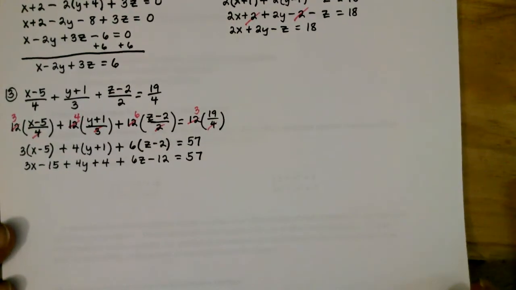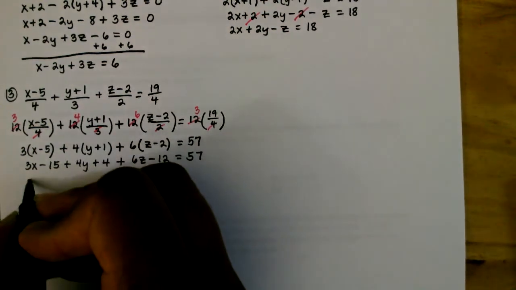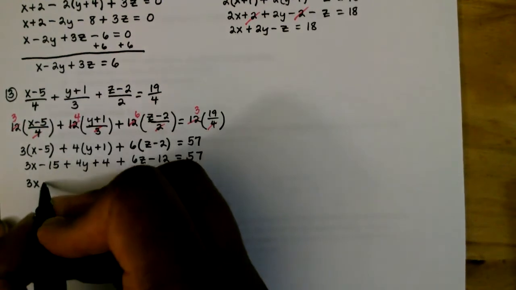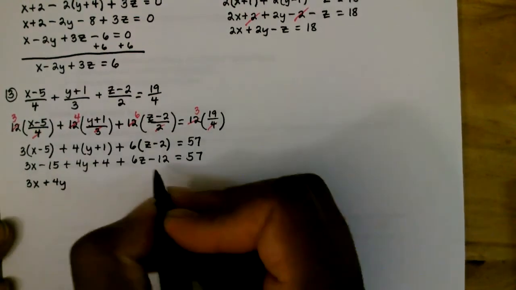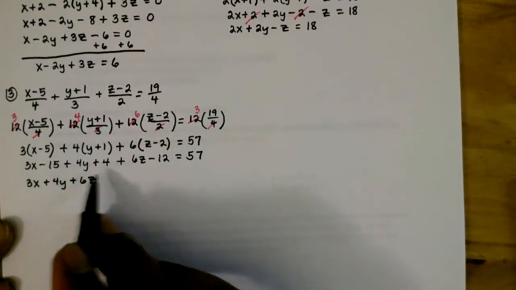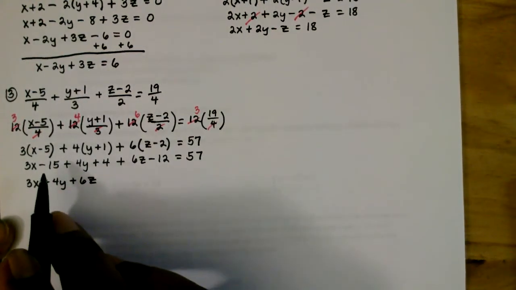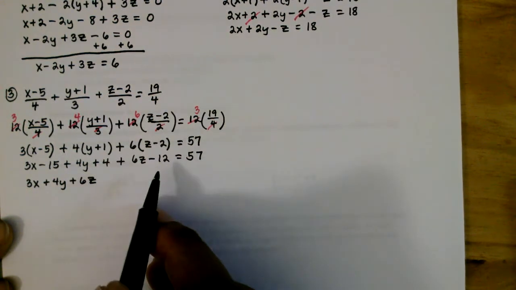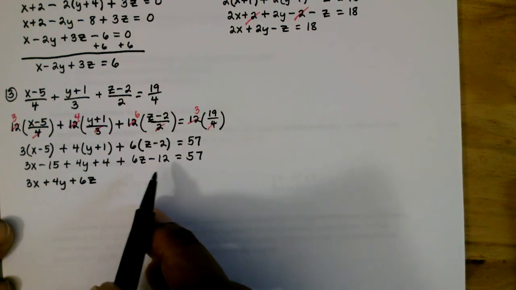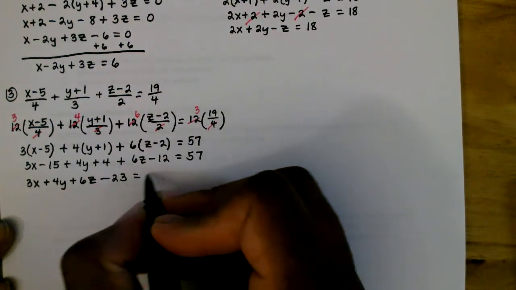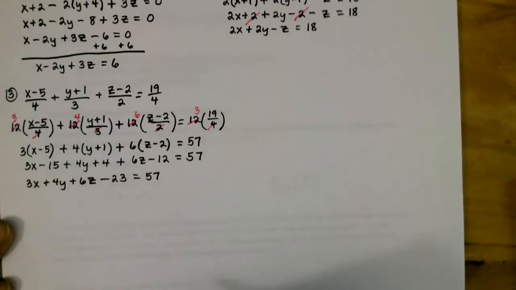All right, and now we're going to go ahead and bring down these x, y, and z and combine like terms. I'm going to bring down the 3x, and then the plus 4y, then the plus 6z. Now, negative 15 plus 4 would be negative 11, and minus 12 would be minus 23. That's equal to 57.